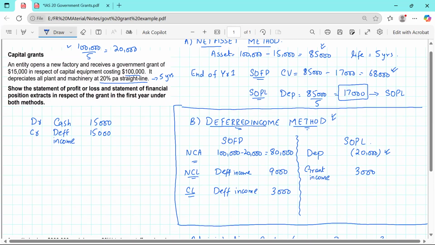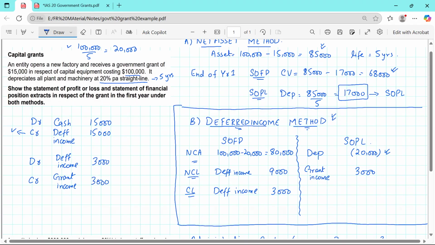What would be the double entry for that? Debit, you will do deferred income, and credit you will do grant income. Now this is very interesting. Now this is what you need to understand. Look, deferred income you did credit, and I tell you that it is like your liability, right? You are setting up a liability balance. So after 1 year, the liability is reduced by 3,000, right? So you will debit deferred income 3,000. And that 3,000 you are taking to the SOPL. So you credit 3,000 to grant income.